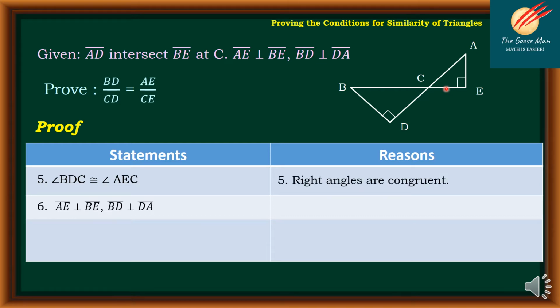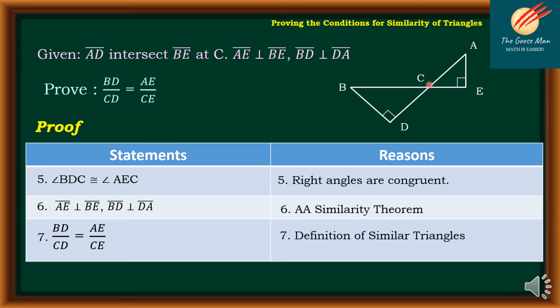For number 6, triangle BDC is similar to triangle AEC because of the AA similarity theorem. And finally, we have BD over CD is equal to AE over CE because of the definition of similar triangles.